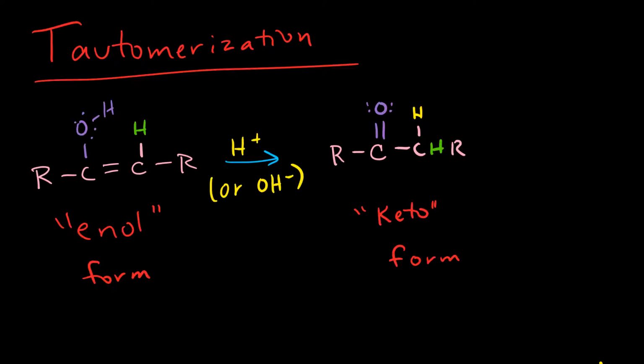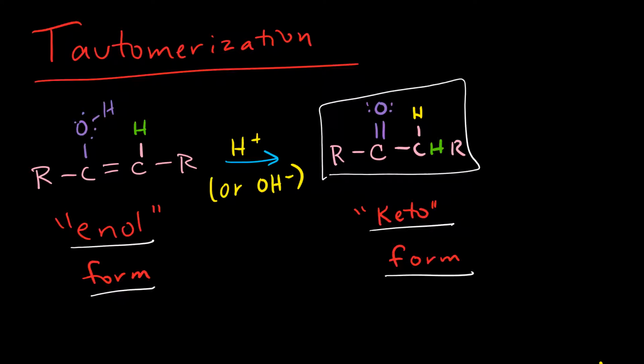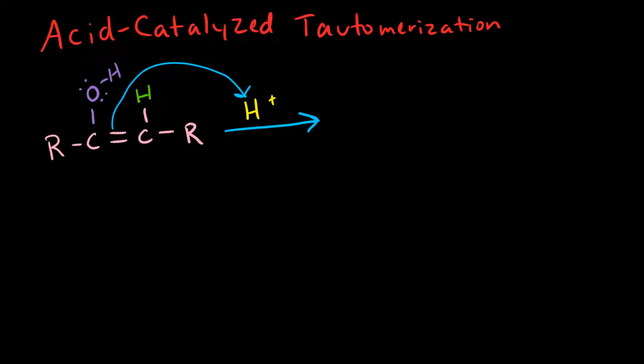And so what happens is they undergo a process called tautomerization to go from an enol form to what we call the keto form, and this is what the final product is going to look like. This actually ends up being an equilibrium process, but you can see that it heavily favors the keto form.